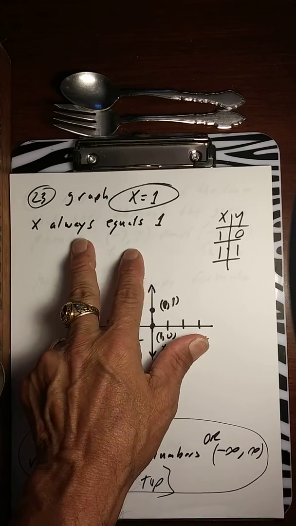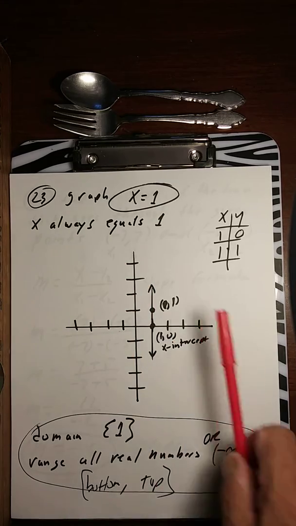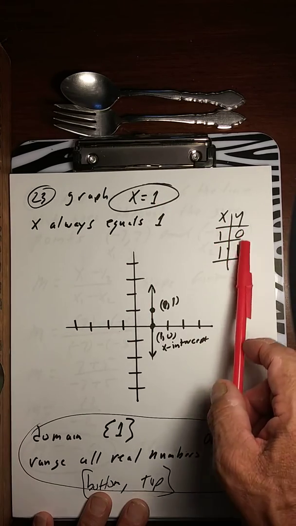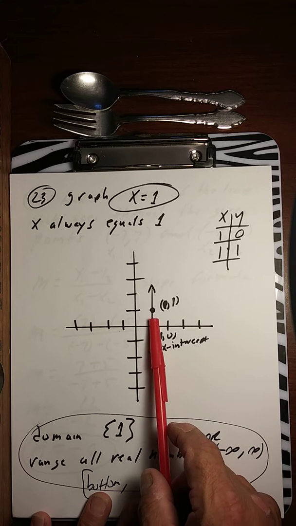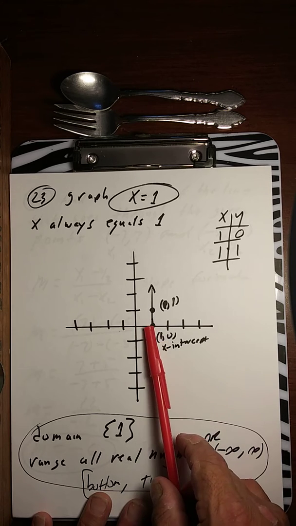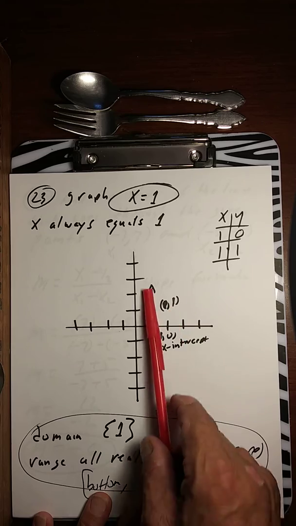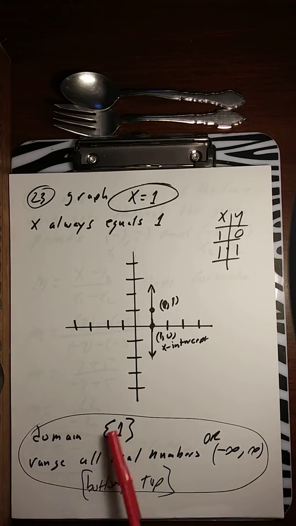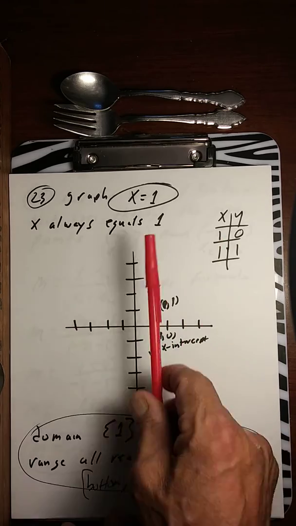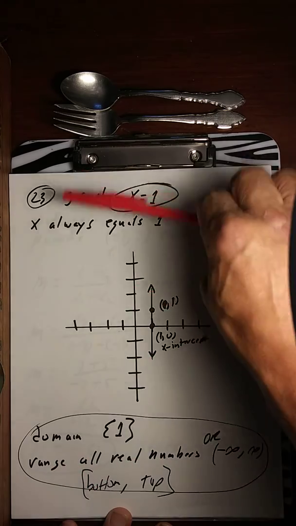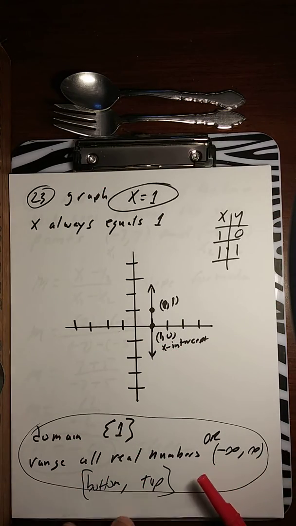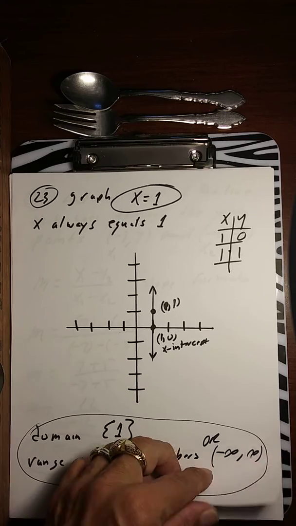This one. X equals 1 always. So 1, 1, 1. 0, 1 right there. 1, 0, 0, 1. So 1, 0, and 1, 1. It's like a line going up and down. Domain is just 1, because it doesn't go anywhere. Range is all real numbers, bottom to top. Okay, all real numbers, negative infinity to infinity.